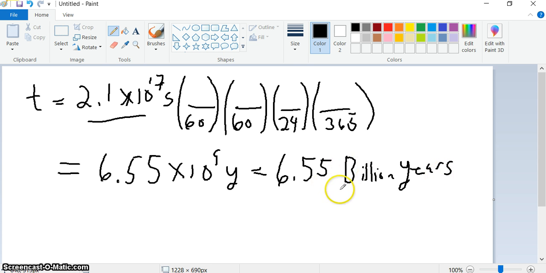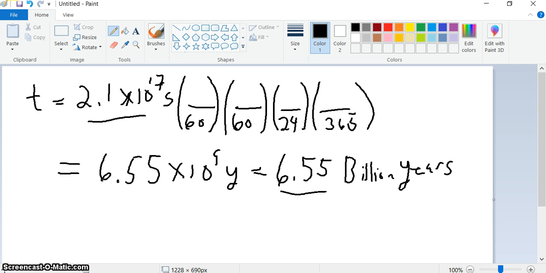You're talking almost half the age of the universe, right? The universe is 13.8 billion years old, and so this is starting to significantly approach the age of the universe. All right, so that's the end of number 1.